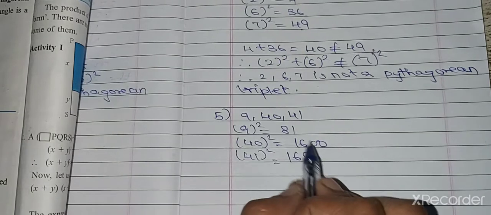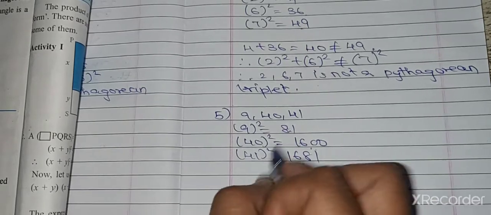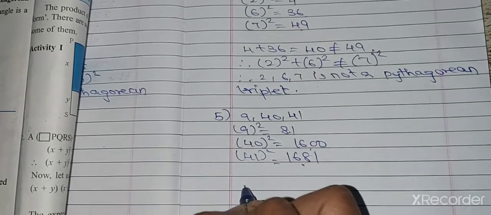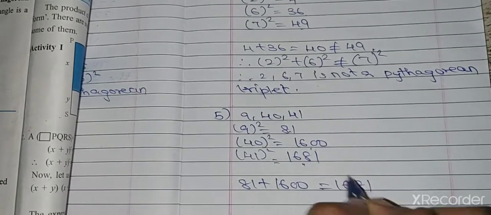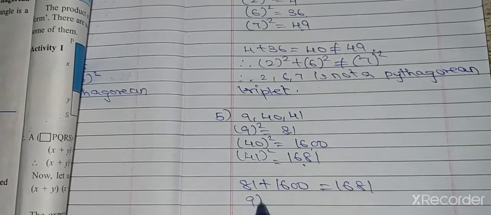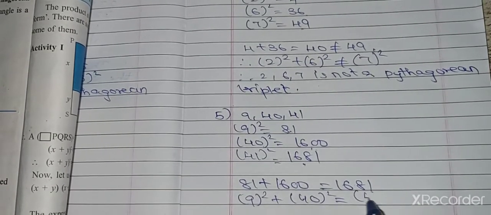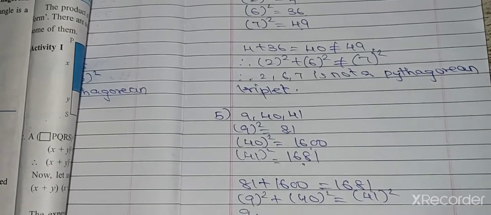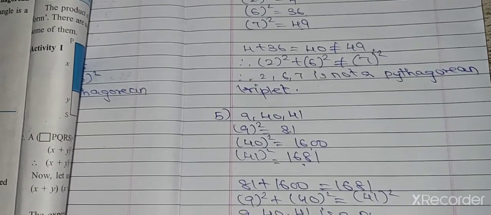1681. Now when you add these two, you should get this answer. Then only it is a Pythagorean triplet. Otherwise it is not a Pythagorean triplet. So 81 plus 1600 will give you 1681. Is it equal? Yes, it is equal. Therefore, 9 square plus 40 square is equal to 41 square. So 9, 40 and 41 is a Pythagorean triplet.